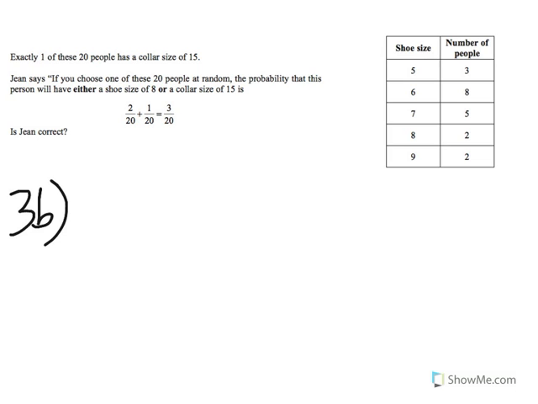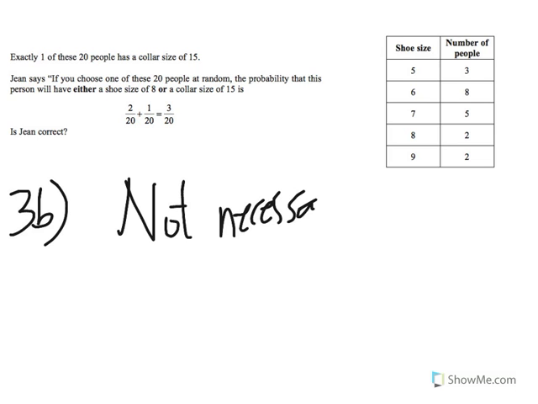Now, for question 3b, it says that exactly one of the 20 of these people has a collar size of 15. And this guy Gene says that if you choose one of these 20 people at random, the probability that this person will have either a shoe size of 8 or a collar size of 13 is 2 over 20 plus 1 over 20, which is 3 over 20. And first of all, you have to say if Gene is correct. Now, my answer to this is not necessarily. I mean, he could be correct, but it's not always necessary that he will be.